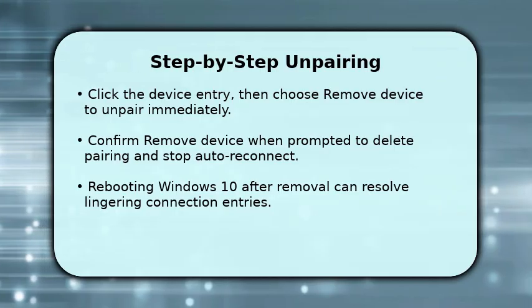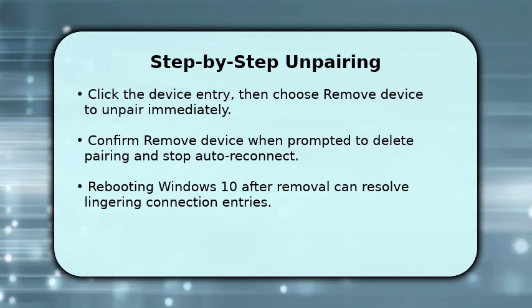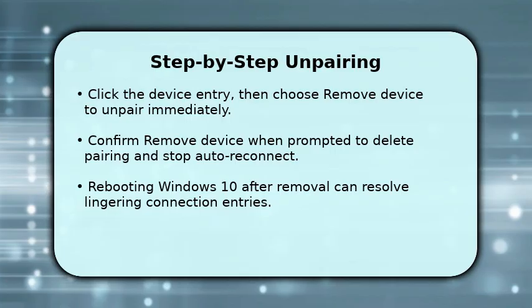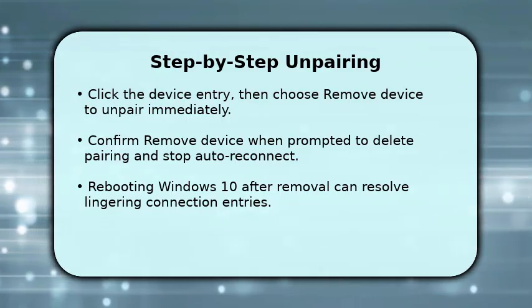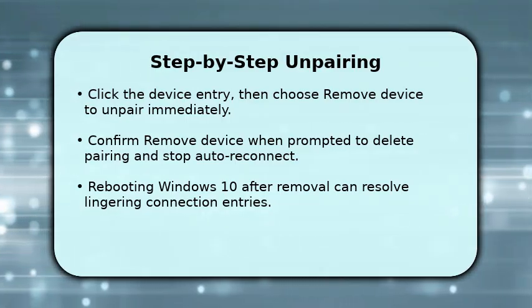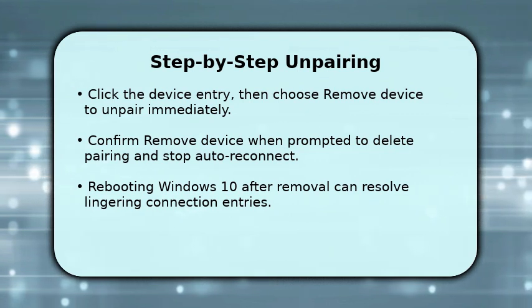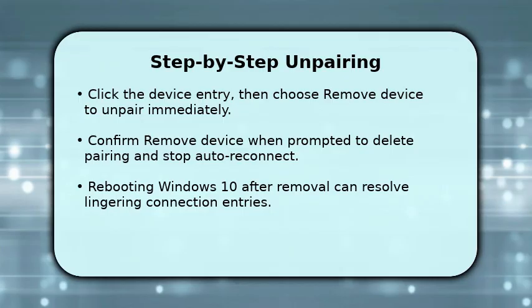If you need to remove multiple devices, repeat these steps for each listed device name. For Bluetooth keyboards and mice, disconnect power if still active before removing to avoid input conflicts. Reboot Windows 10 after removal to clear any lingering connection entries.